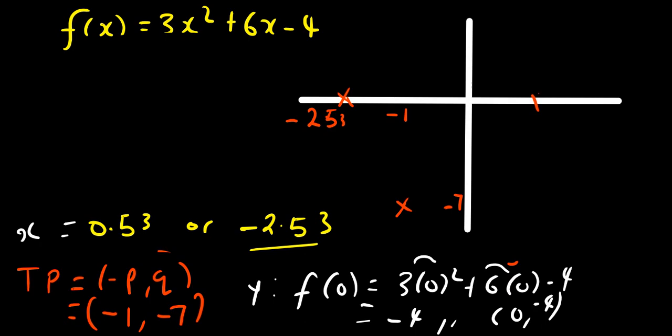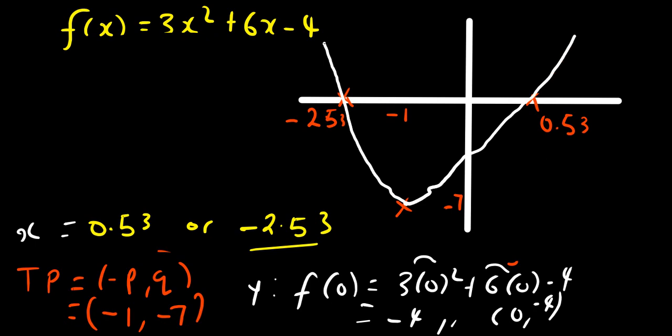Let me put it here. 0.53. Okay, so now when we join the graph, it will pass through this turning point, and it will go like that and like that. So it should be a smooth curve.